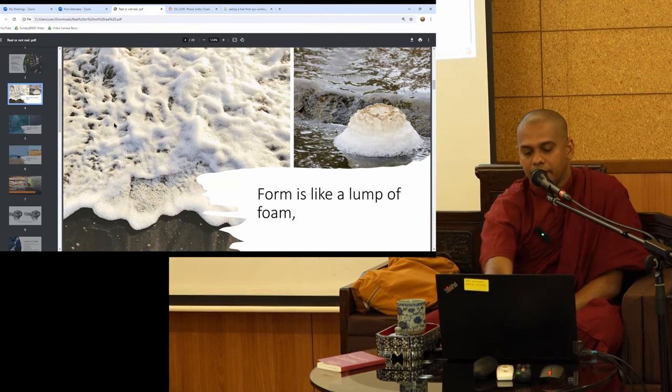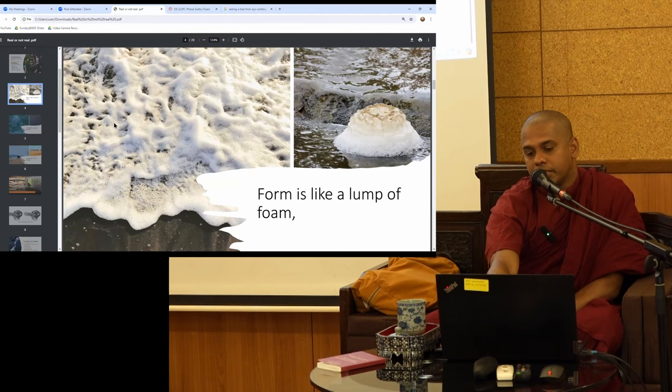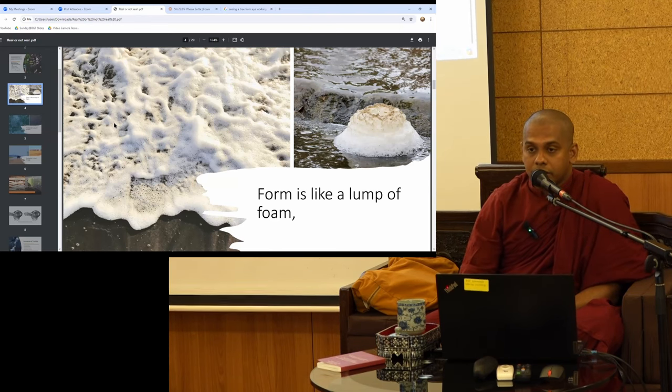That's why the Buddha says form is like a lump of foam. Feeling is like a water bubble. Perception is like a mirage. And volition, intention, is like a plantain trunk. When you look inside, there's nothing. And this consciousness, this thought, is an illusion.